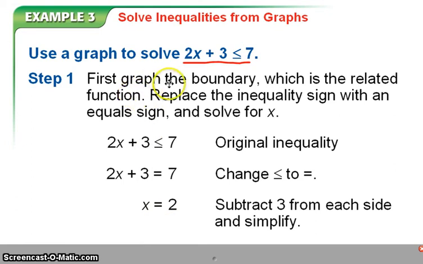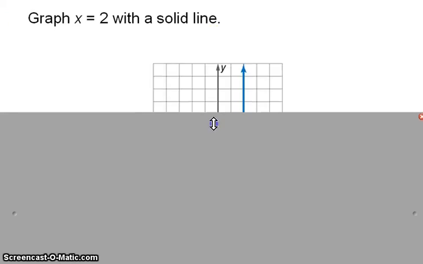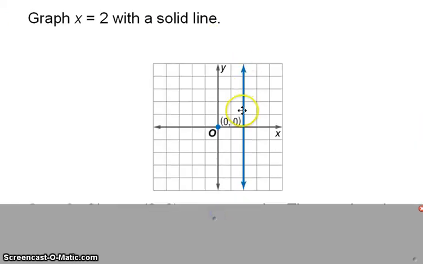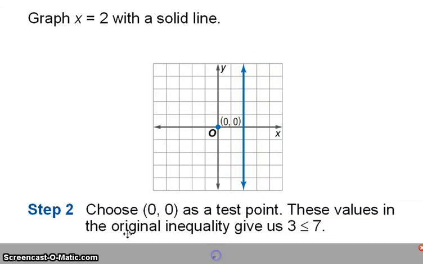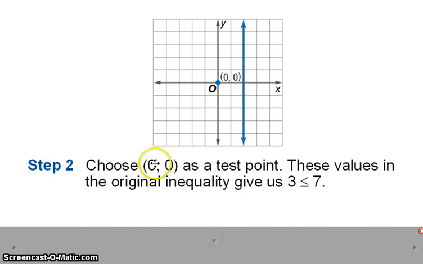It says, first graph the boundary. Okay, so what we want to do, let's go ahead and solve for x, and we have x equals 2. We're just going to replace that sign with an equal sign. So when you graph x equals 2, we're going to make our solid line here. And if we go back and plug in our test point, 0, 0, it gives us 3 is less than or equal to 7.